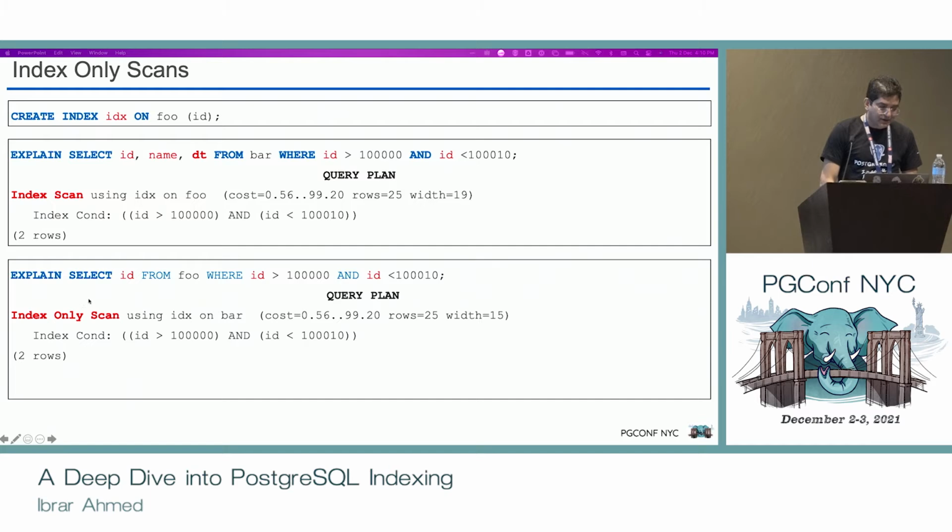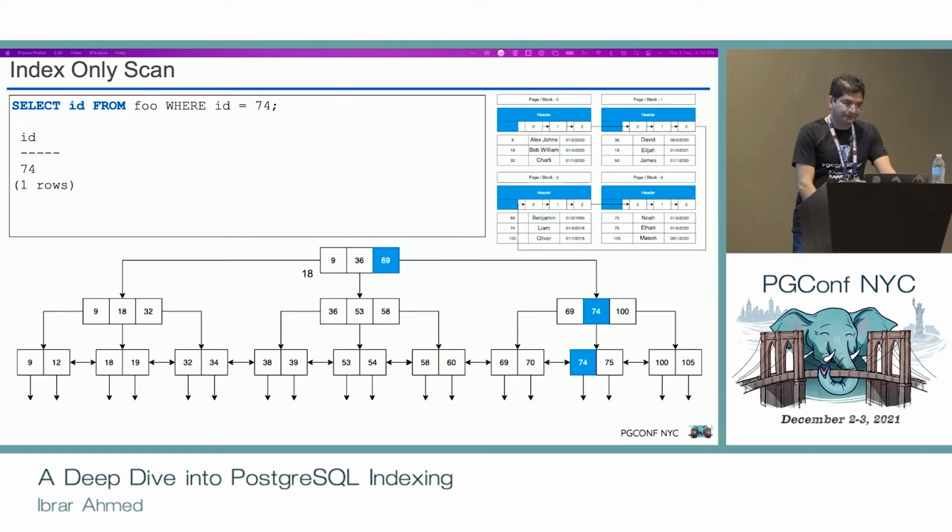But when I select only the ID, and we know that we have already created an index using the ID, so we have the full information in the index. So we don't have to go to the heap to read the rest of the information. So we will directly return the information from the index. I will give you an example here.